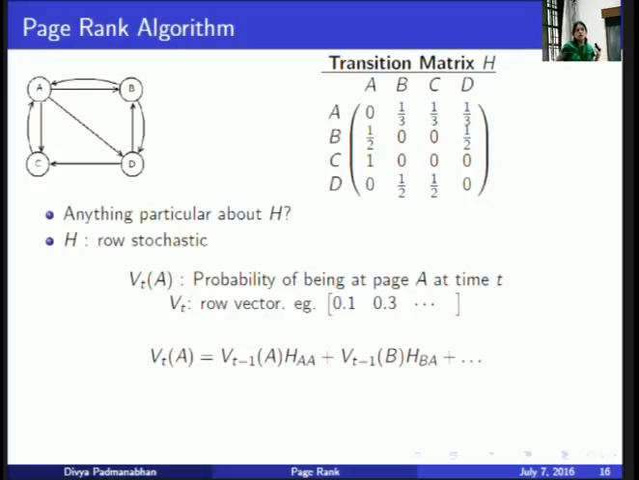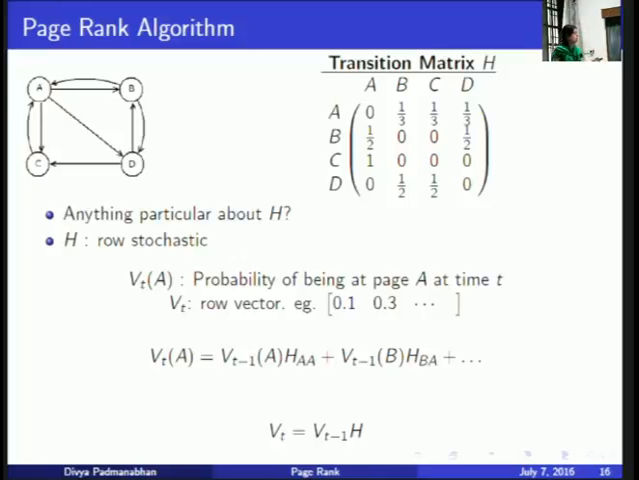It's clear to all, right? Okay, so in short you can write that Vt is Vt minus 1 times H. So what is the probability vector in the previous time instant times the matrix H. That's how you compute this.